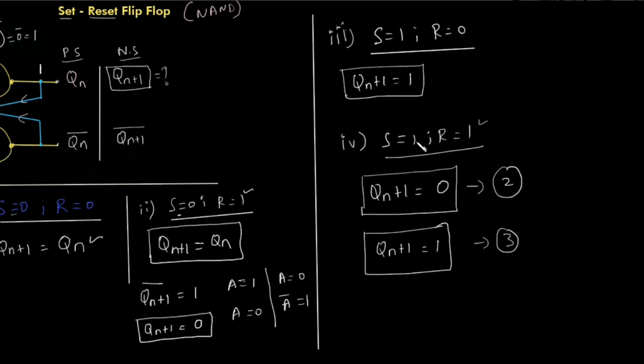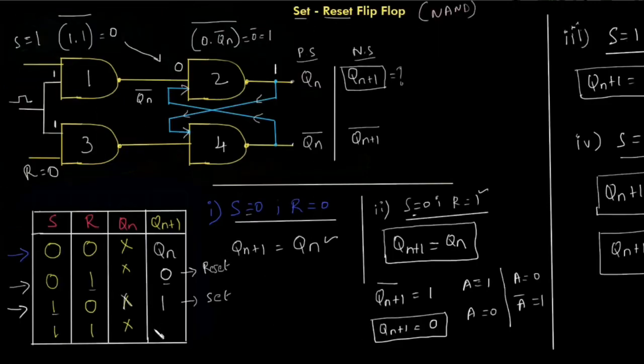So you cannot find the value for Qn. Qn will be 0, and Qn plus 1 will be 0, and Qn plus 1 will be 1. It will be 0 and 1, 0 and 1. So this case you cannot use here, it is an unused case or undefined case, UD case, undefined. You cannot use this case, right?